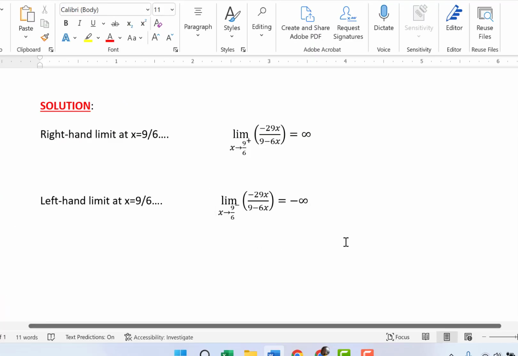So again, we're seeing that the right-hand limit of this function at x equals 9/6 is positive infinity, and the left-hand limit of this function at x equals 9/6 is negative infinity.